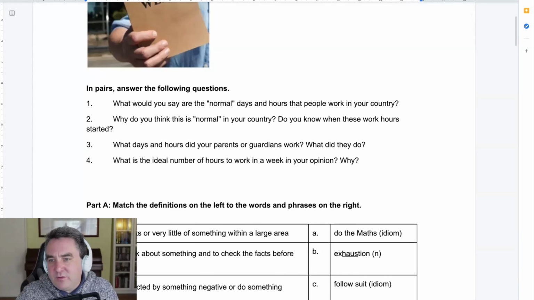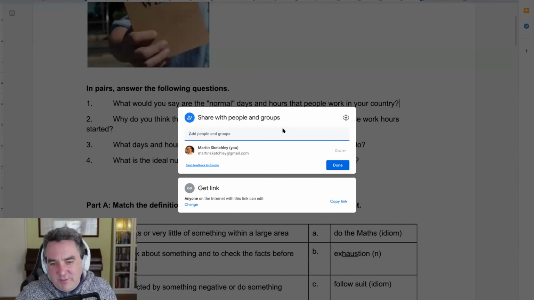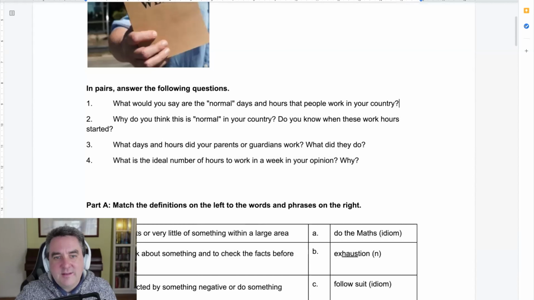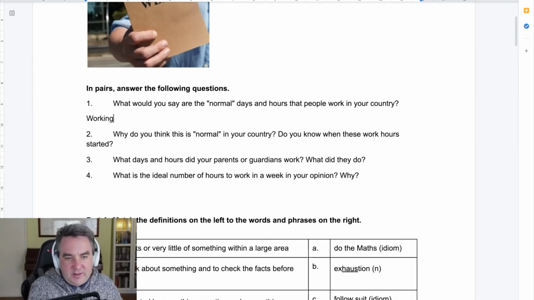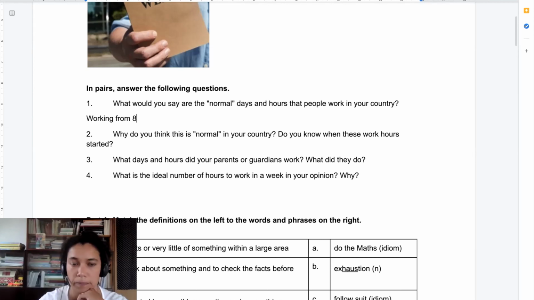I've got a Google document here, which I'll share with you, and I'll get the link and put it in the chat so you've got access to it as well, based on the topic. In Guatemala, you said working from 8 till 4. Is that right? Yeah.